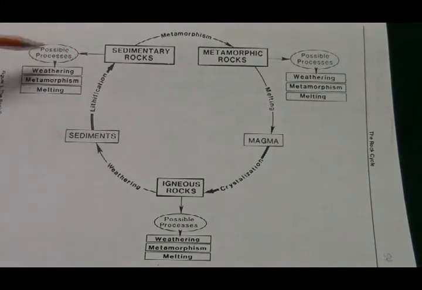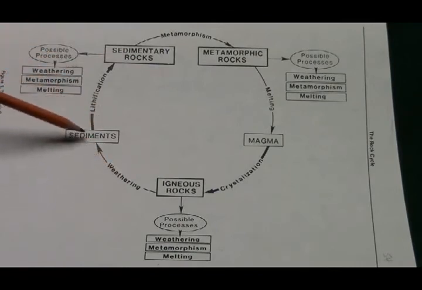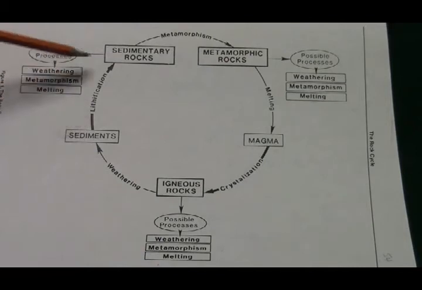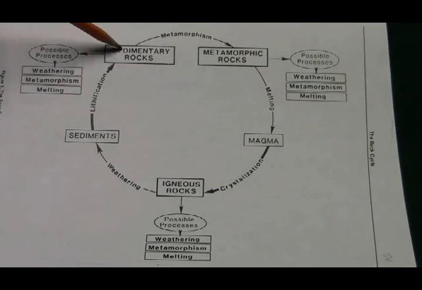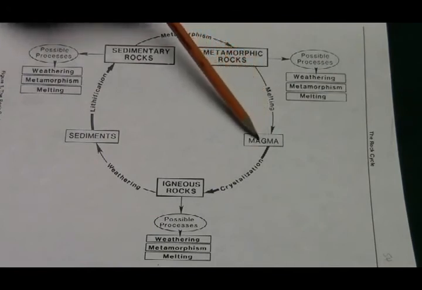In the sedimentary rocks, if they're exposed at the surface of the Earth, they undergo weathering and erosion, and weathering and erosion always produces sediments. Sedimentary rock, if they're exposed to high heat and pressure inside the Earth, undergo the process of metamorphism, and metamorphism always produces metamorphic rock. If you take sedimentary rock and get it very, very hot, it will melt, and the process of melting is always going to produce magma.